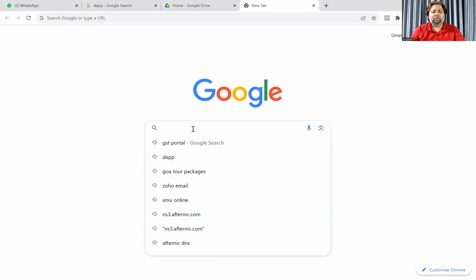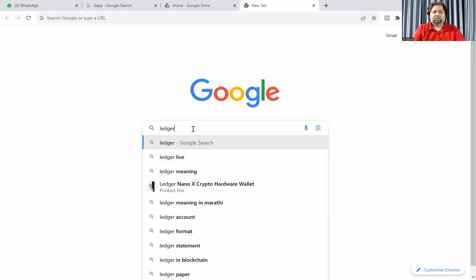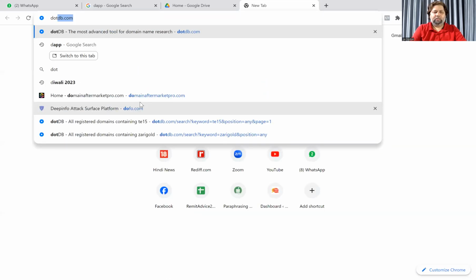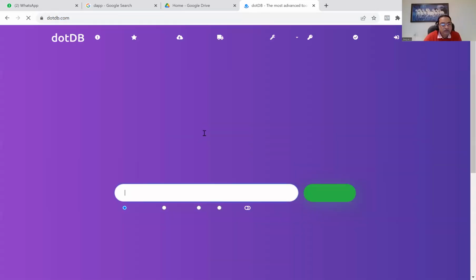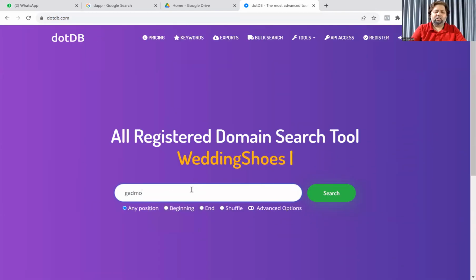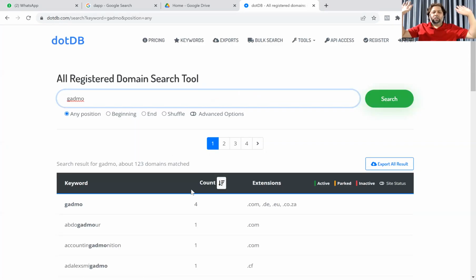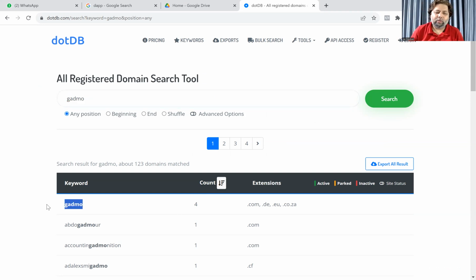You need to subscribe for that, no? No, most of the things are free there. It shows some alternate names. See, suppose I have a domain called, suppose, Gadmo. Using this tool, I can check. See, now I have gadmo.com, right?